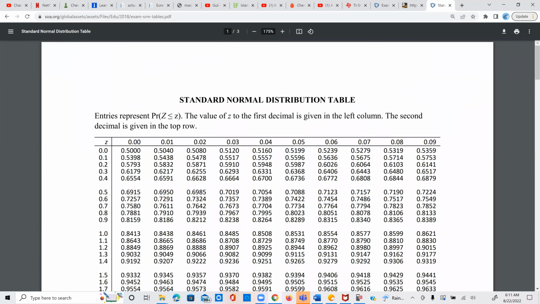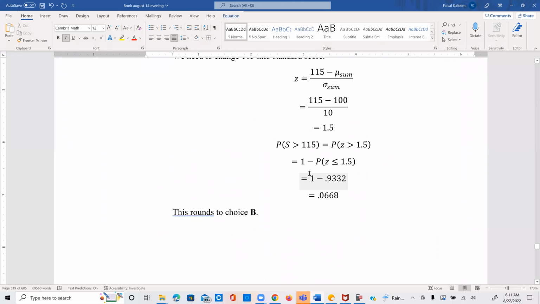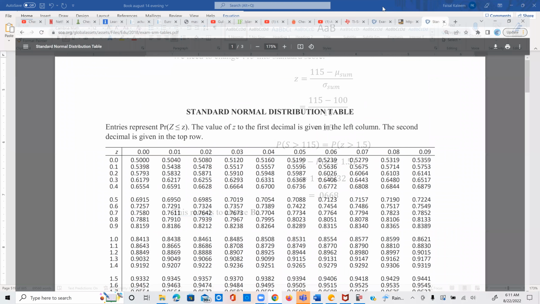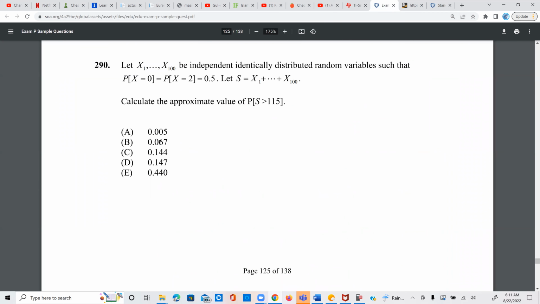And now we go back. So it'd be 1 minus 0.9332, that's 0.0668, and this rounds to choice B, if we look in the original problem, 0.067.